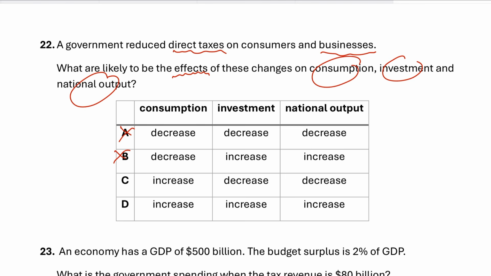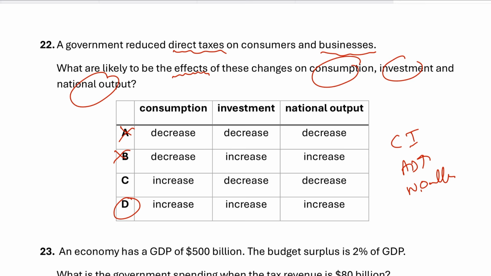The effect on investment would be that businesses would retain more profits because the business or corporate taxes are reduced, which would increase the incentive, because higher retained profits increase the ability and the incentive to invest. So D should be the answer, by the way. And the effect on national output: if C and I go up, AD goes up, and national output, GDP, national income goes up. So that would make D for David the correct answer.